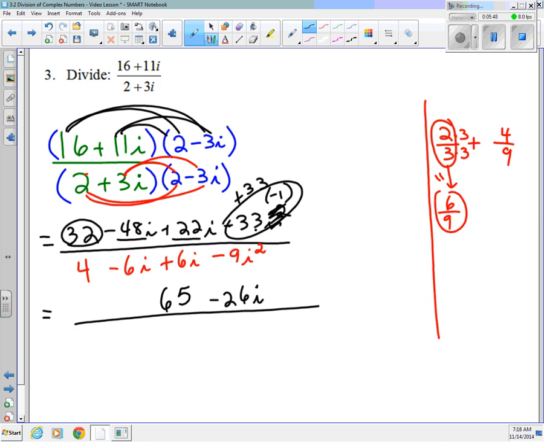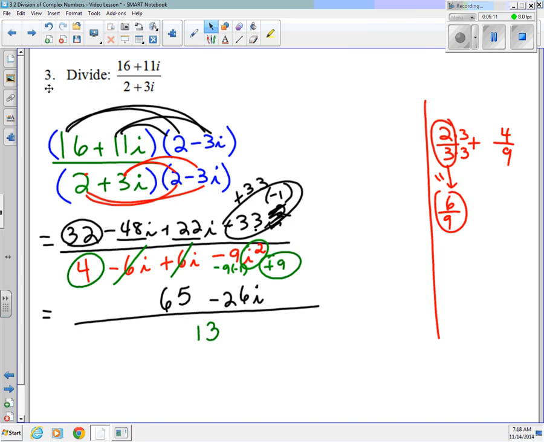On the bottom, we get some very nice things happening. We get a cancellation of positive and negative 6i. And i squared again becomes negative 1. So when I'm subtracting 9 times negative 1, I'm really adding 9. This is really an addition of 9 here. And 9 plus 4 is 13. So that cleans up very nicely.